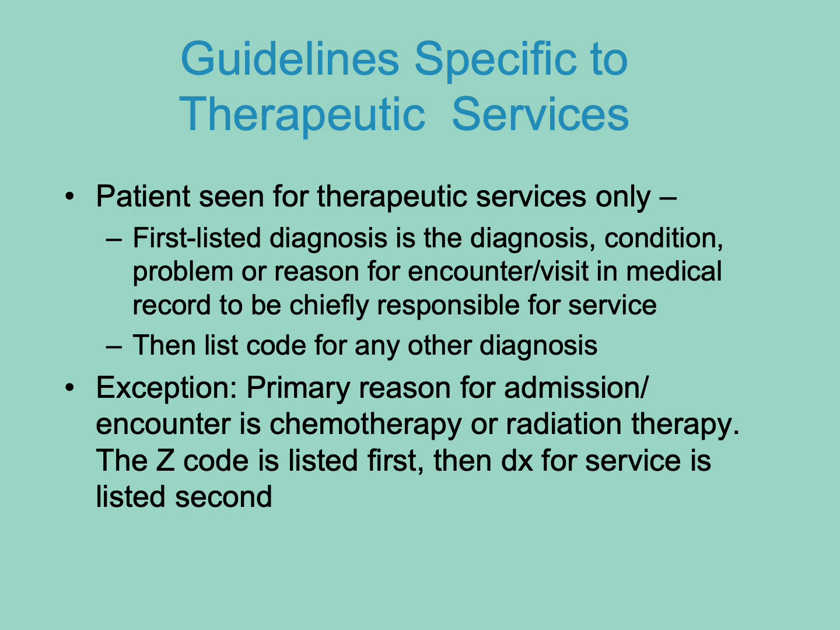The exception is encounter for chemo or radiation therapy. So list first the Z code for chemo or radiation therapy, and then the diagnosis for the service. So they're here for chemotherapy, then the diagnosis for the kind of neoplasm that they have, the cancer.